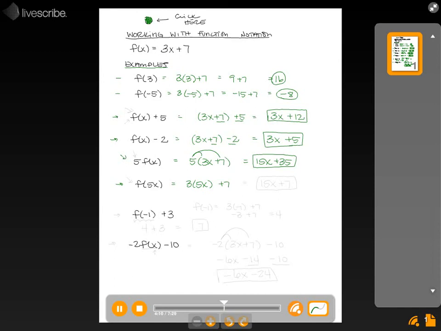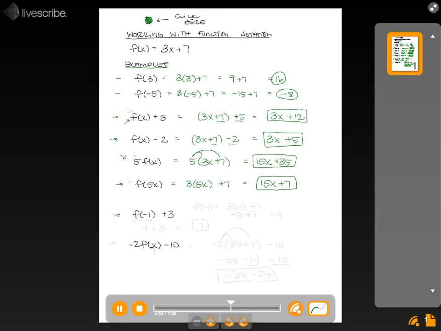We also had our third example up here where the 5 was at the end, added to it. Another completely different answer. So depending on where we put the number and what's happening to the function, we could get some completely different answers. When we simplify this, it becomes 15x plus 7. So again, a different answer from the one we had before because the 5 is in a different place.